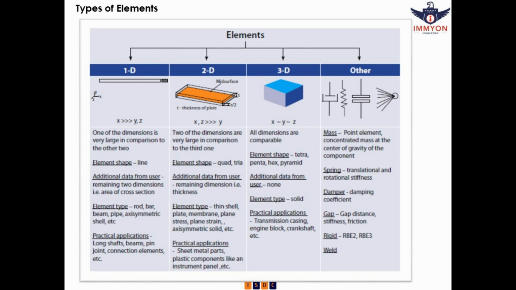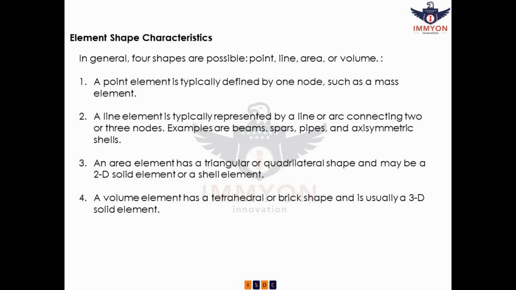Types of elements. In the following table you can see different types of elements. Differences between 1D, 2D, 3D. Read it in order to get a complete idea. Element shape characteristics in general: 4 shapes are possible: point, line, area, or volume.